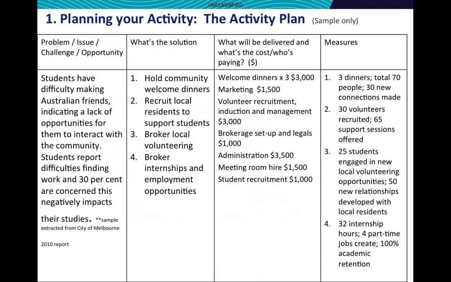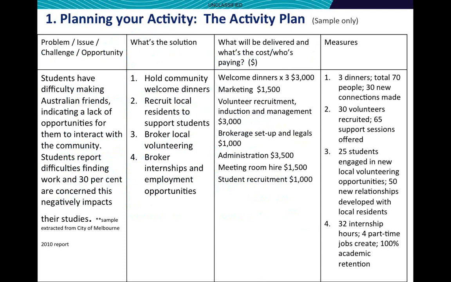We've then discussed what the option is to address those needs. What is the solution that we're really looking for here? Now, the solution that we've suggested is to hold community dinners, recruit local residents to support students to increase that local engagement, and also to broker local volunteering and internships and employment opportunities. And I just would like to say on the solution, just stop and ask yourself if that does address the need. And in particular relating to the program, if it actually does align with one of the program aims.